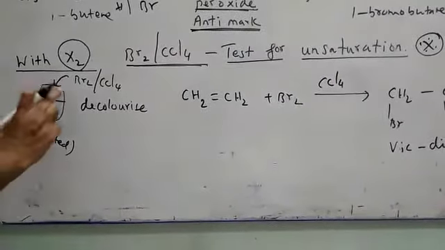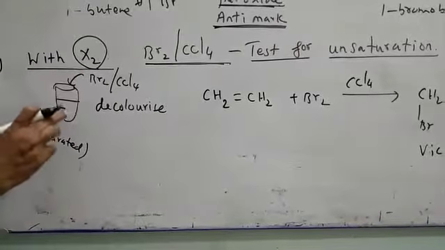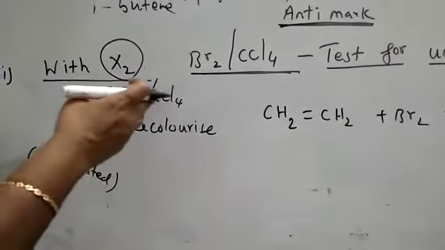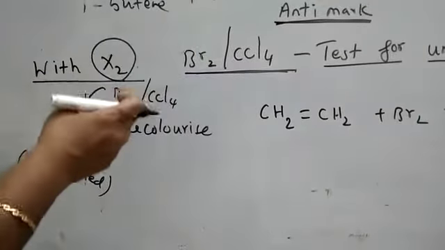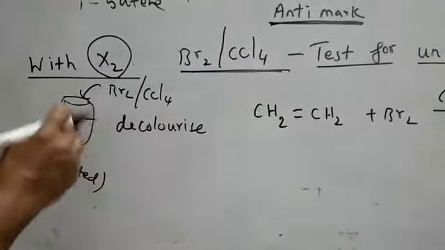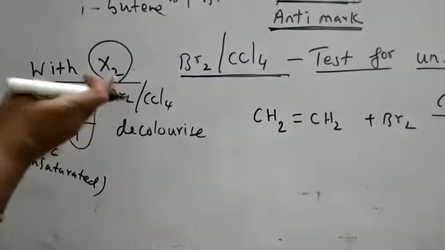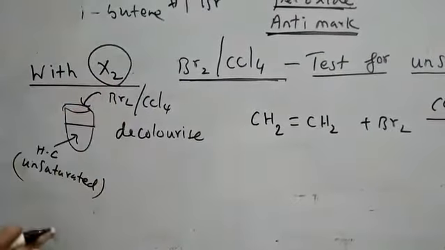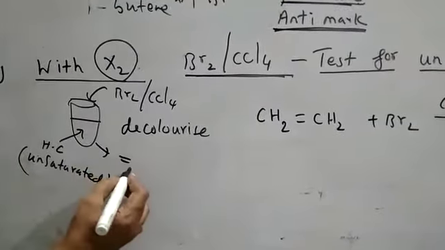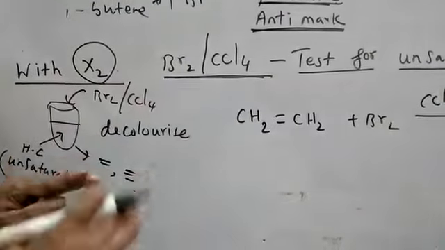Visualization I have given. One test tube has a hydrocarbon which is unsaturated, that means containing a double bond. If you add bromine in CCl4, this reagent, and the reddish brown bromine color is decolorized, it means this compound has unsaturation, either a double bond or a triple bond. This is called the test for unsaturation.